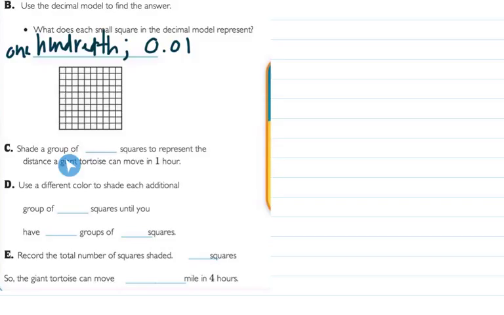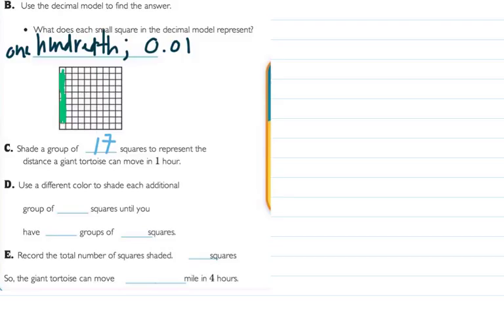Now let's go down to start part C. It says shade a group of 17 squares. And the reason why we're going to shade 17 squares, boys and girls, is we know that there are 100 squares, but we're only going to shade 17. Because remember, the tortoise travels 1/1700ths of a mile each hour. Next, let's go on and start shading. So let's shade our first group. We're going to use green and red to kind of separate it out.